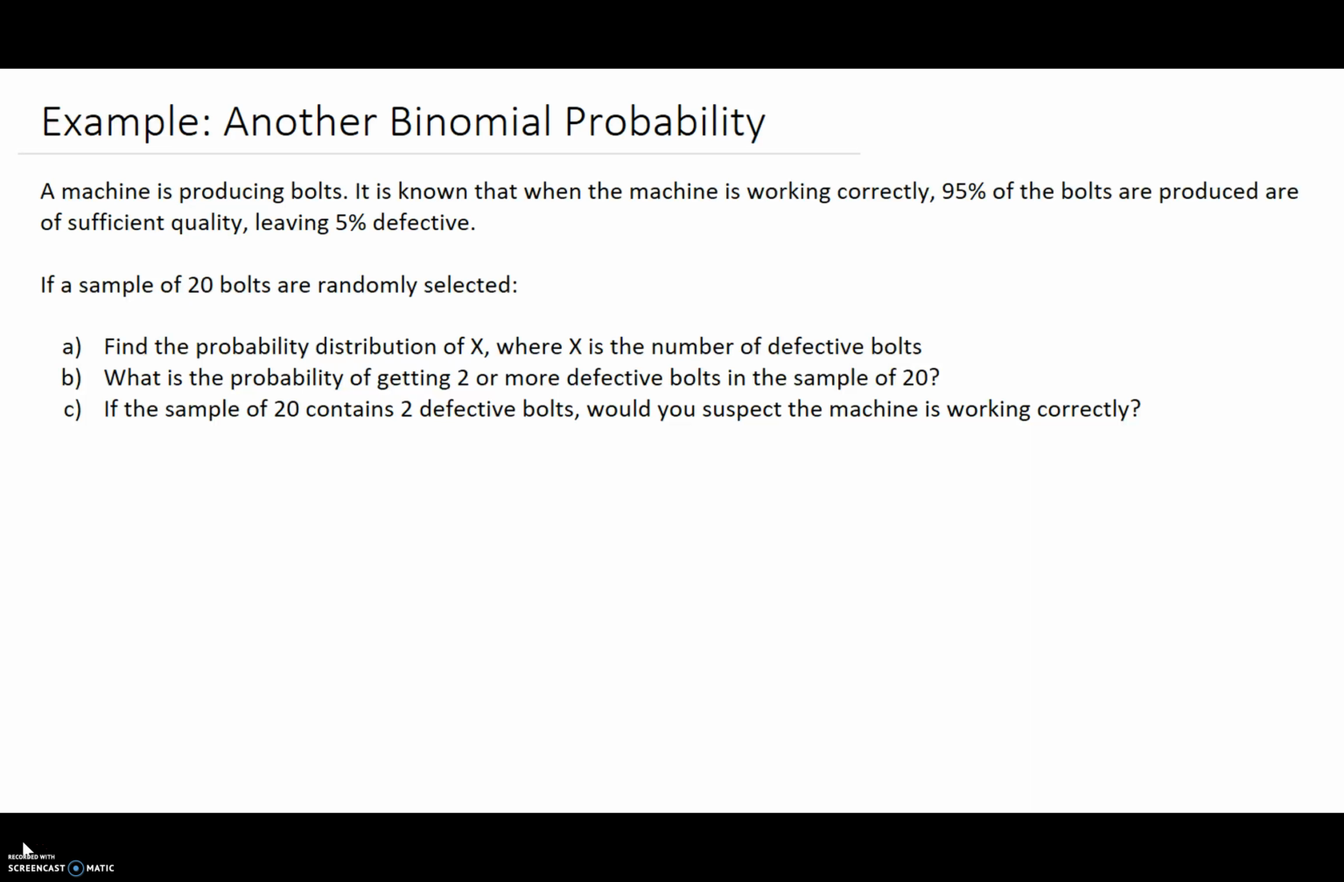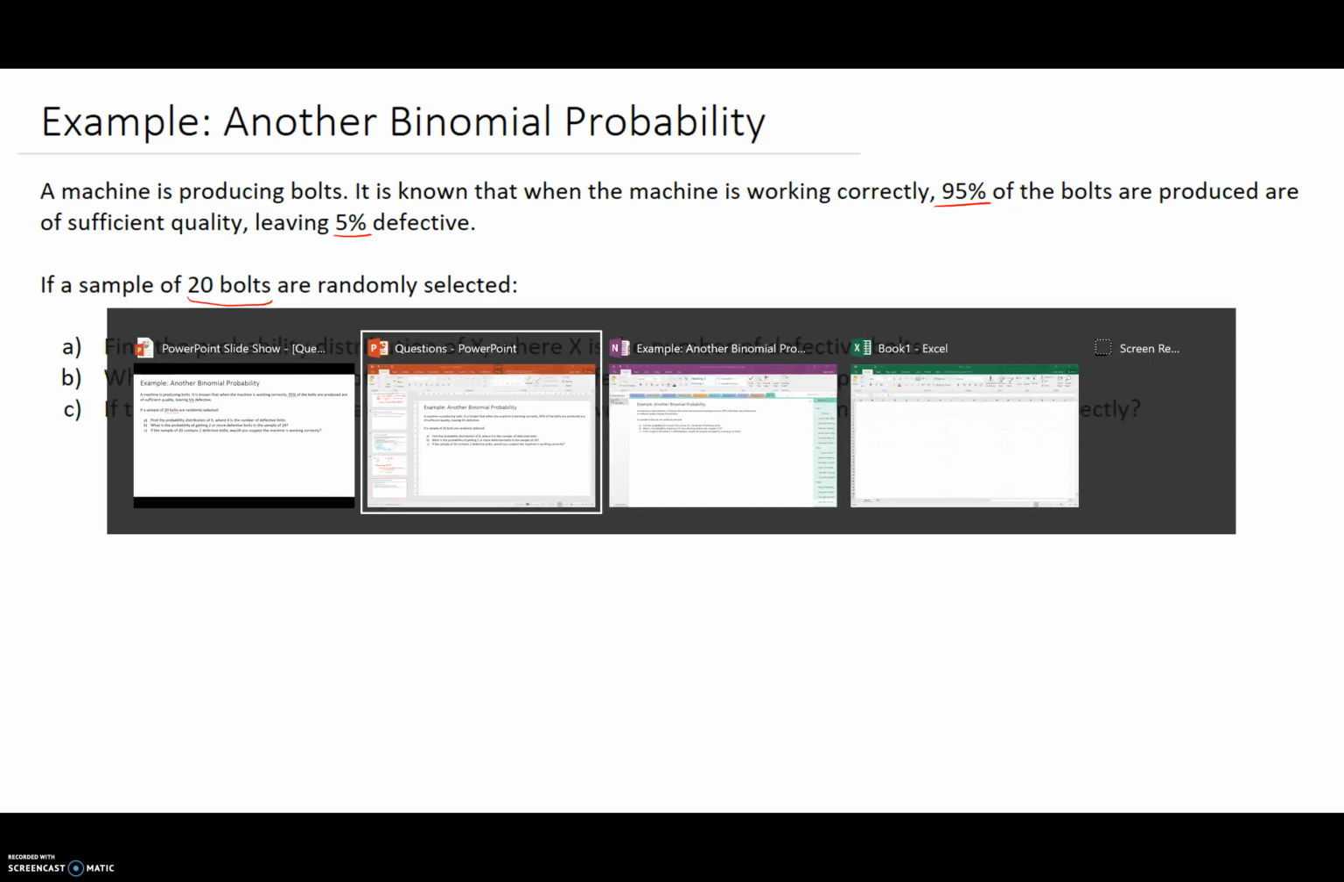So this question states a machine is producing bolts. It's known that when the machine is working correctly, 95% of the bolts produced are of sufficient quality, leaving 5% defective. So we're going to look at a sample of 20 bolts, which are randomly selected. And the first thing we're asked to do is find the probability distribution of X, where X is the number of defective bolts. Okay, so we're going to do this in Excel. So let's jump across.